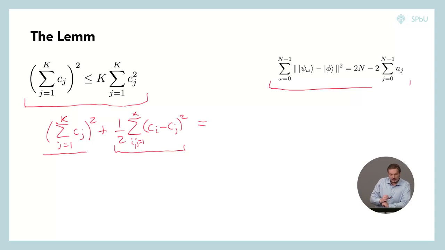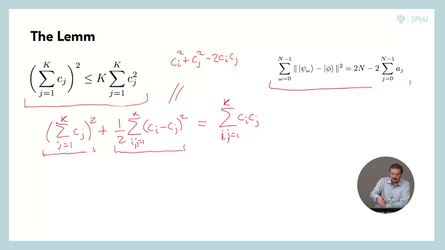Okay, this is the square of a big sum, so it is actually the mutual product for any i, j from 1 to k of ci cj. This is our first term here. And now let's decompose this difference. It is ci squared plus cj squared minus 2 ci cj.